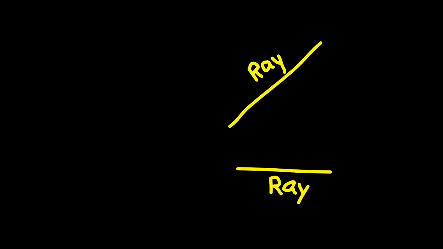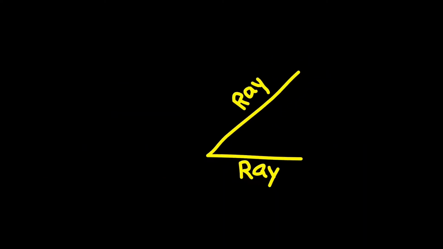Hey everyone, today in this part of the video, you'll be learning about parts of an angle and quadrant angles. So now, let us start with parts of an angle. First, what is an angle? An angle is formed when two rays meet at a common endpoint called the vertex.